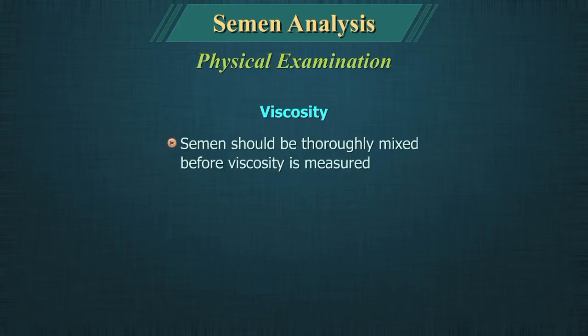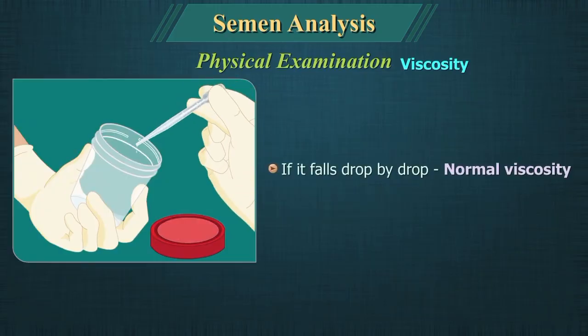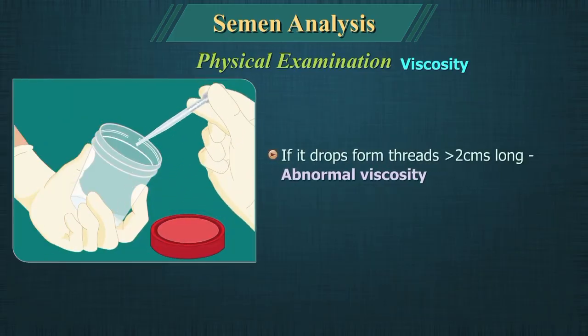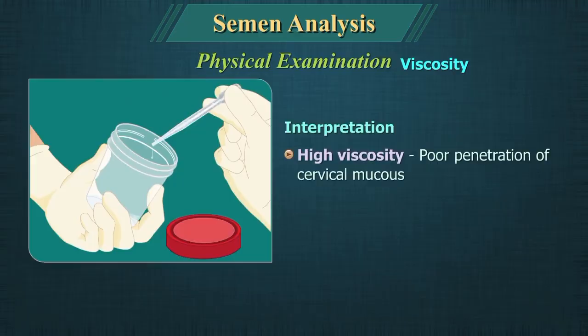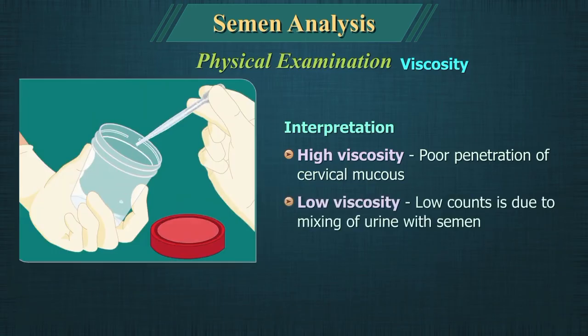Viscosity. The semen should be thoroughly mixed before viscosity is measured. It is assessed by dropping semen from a plastic disposable pipette. If it falls drop by drop, the viscosity is normal. Abnormal viscosity is when drops form threads more than 2 centimeters long. High viscosity may be associated with poor penetration of cervical mucus. Low viscosity may be associated with low counts.